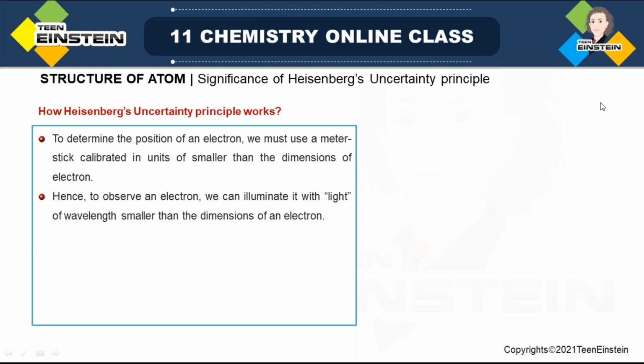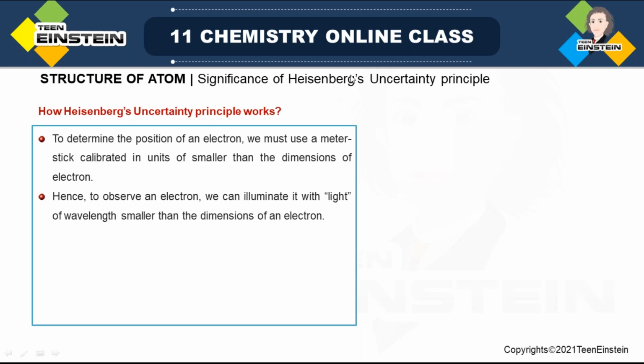Hello everyone. The topics we will discuss today: significance of Heisenberg uncertainty principle, quantum mechanical model, reason for failure of Bohr's model, Schrodinger equation, features of quantum mechanical model, then Schrodinger equation for hydrogen atom, and if time permits, quantum numbers, and also some problems. Significance of Heisenberg uncertainty principle.